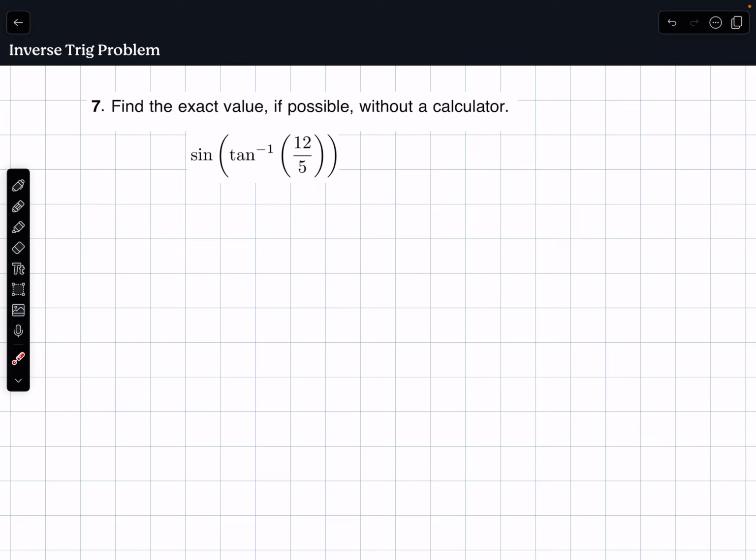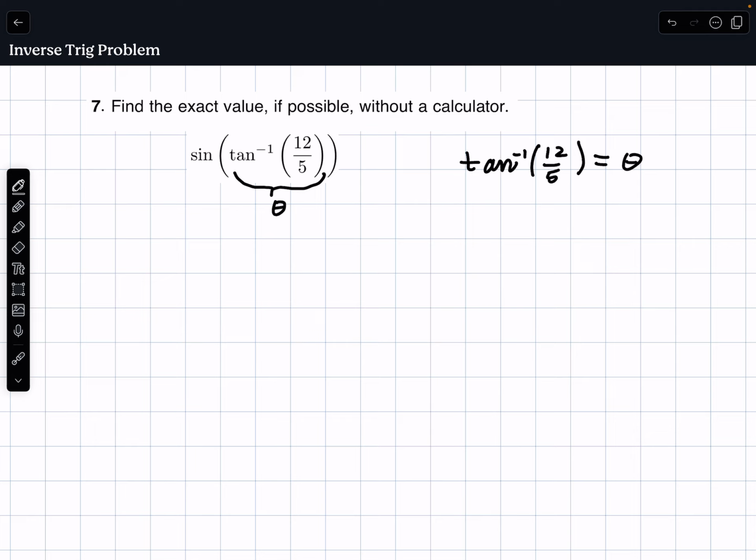Sine, parentheses, tangent inverse of the fraction 12/5. So what we're going to do is break this up into pieces. This inside part I am going to call theta. So look, I'm saying the tangent inverse 12/5 equals theta. Well, does that make any sense?